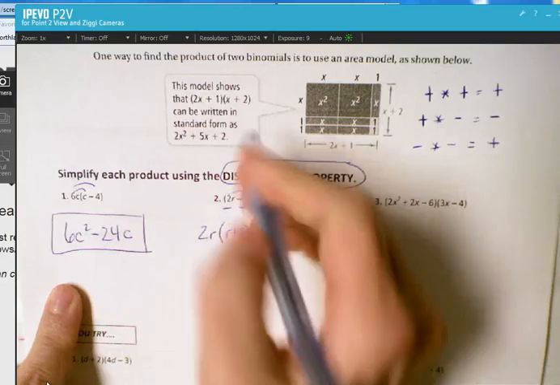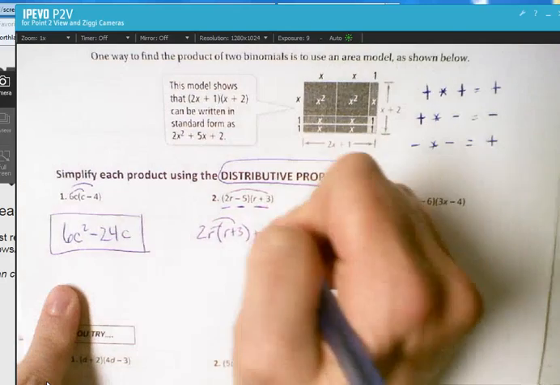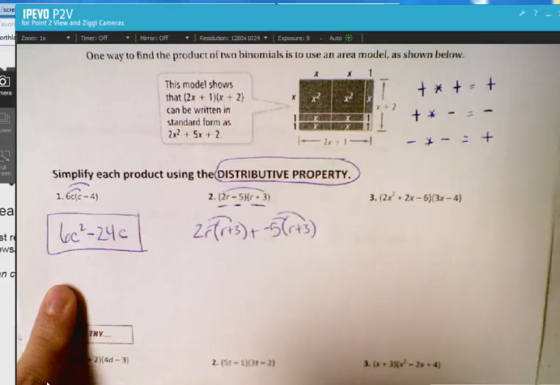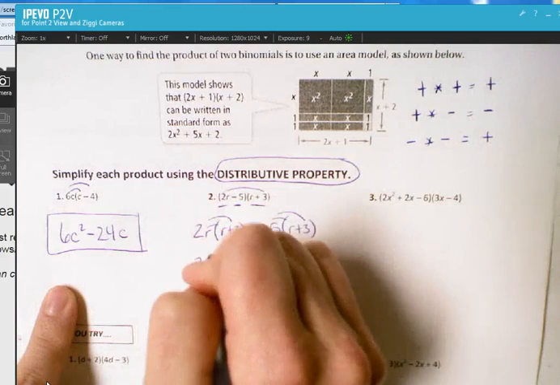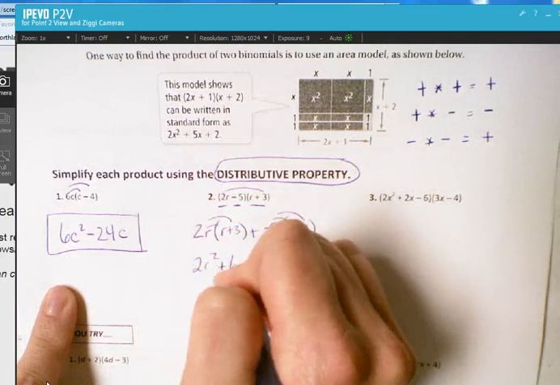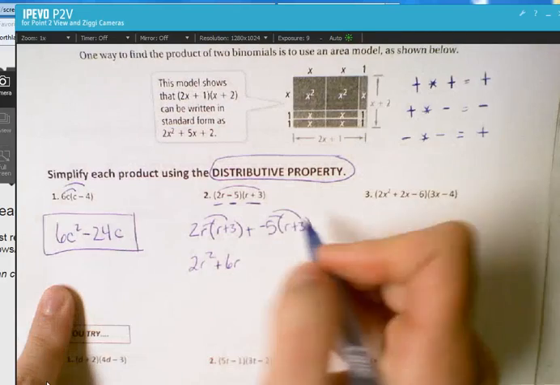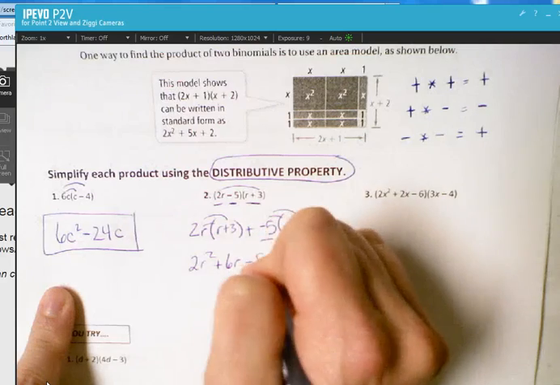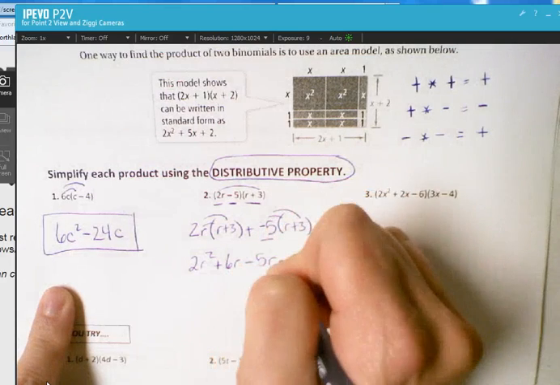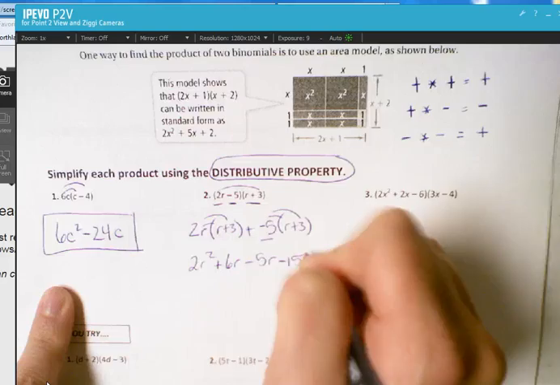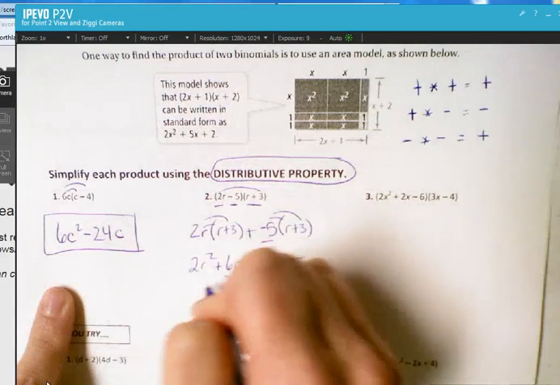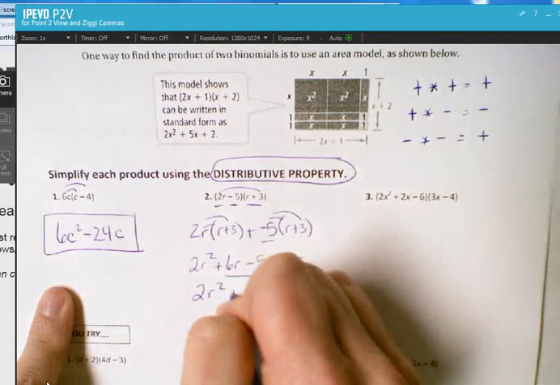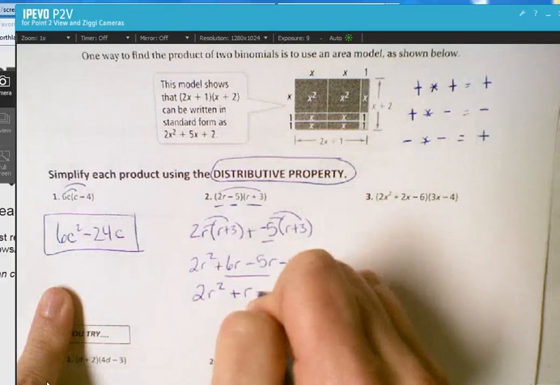So we have 2r, and then I just have a monomial being distributed into a binomial. 2r times r is 2r squared, plus 2 times 3 is 6r for the ride. Watch your signs. Negative 5 times r is a negative 5r. Negative 5 times 3 is a negative 15. You should always simplify as much as possible. So we should combine like terms and get 2r squared plus r minus 15.